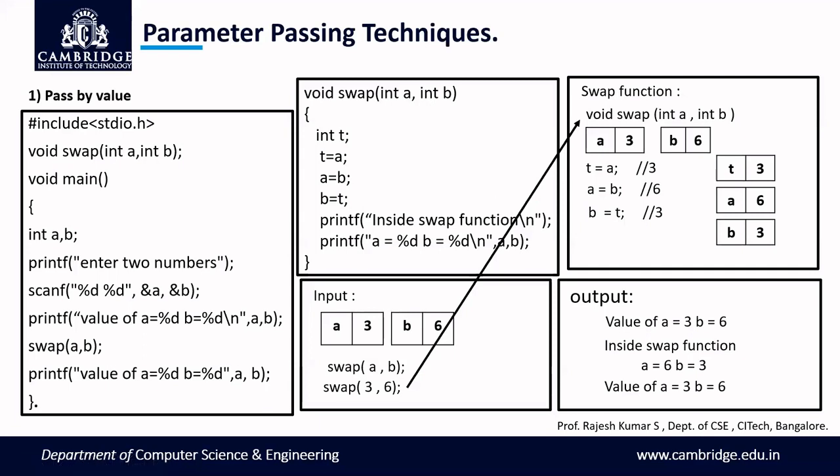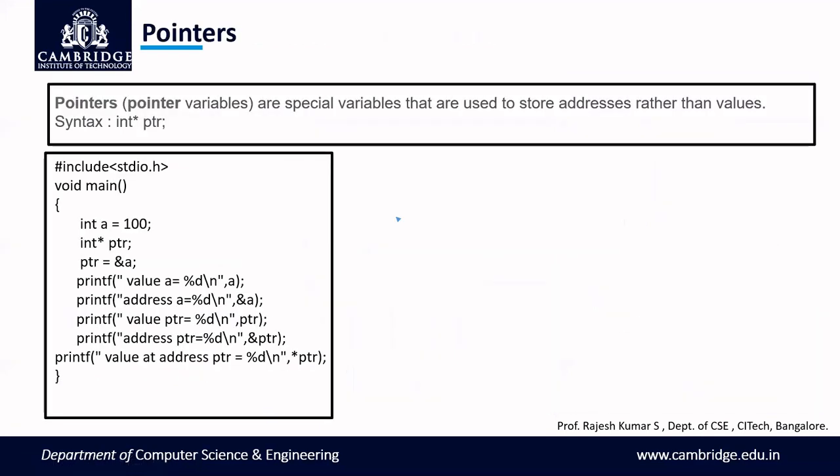Now coming to the next topic, pass by reference. Before going to pass by reference, let us understand what pointers are and why we require them. Pointers are special variables that are used to store addresses rather than values. Normally, variables are used for storing values, and each and every variable has its own address. Pointers are special variables that hold the address of another variable.